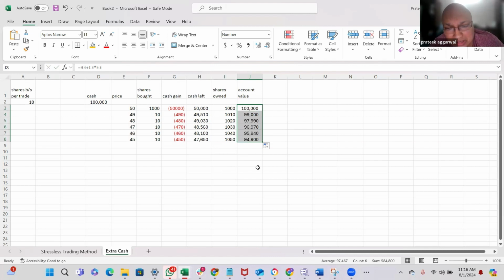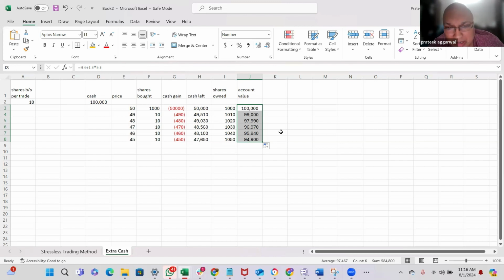Your account value is decreasing as the price is falling because now you own more shares, but the value of the shares is at a lower and lower price. So essentially, you start feeling like you're losing some money, at least on paper, even though you've not sold your stocks. You're losing some money, right?